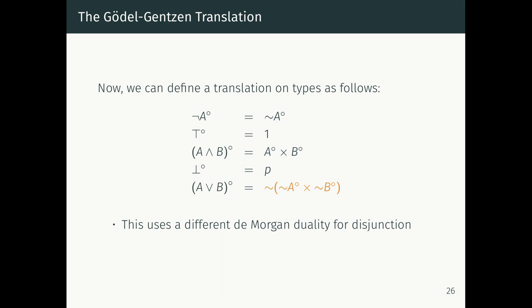So the Gödel-Gentzen translation was very similar to the one that we just saw, except that it used a slightly different translation on types. The translation of negation and truth and conjunction and falsehood was the same, but we just use a different De Morgan duality for the disjunction type. So instead of using the plus at all, we just say we're going to translate A or B as not of not A and not B. So we're using negation and conjunction in order to encode disjunction. So that's a fine translation.